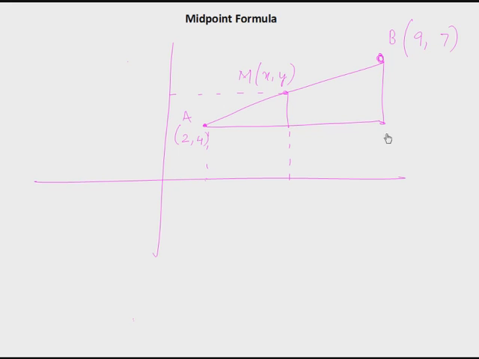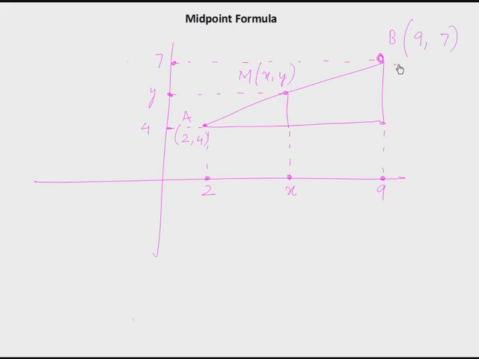So I'm going to first establish all the coordinates and their lengths. I know that this is 2. I know that this point is X because it's the X coordinate of M. And I know that this point is 9. I know that this point is 4. It's the Y coordinate of A. I know that this point is Y. It's the Y coordinate of M. And this point is 7. It's the Y coordinate of B.